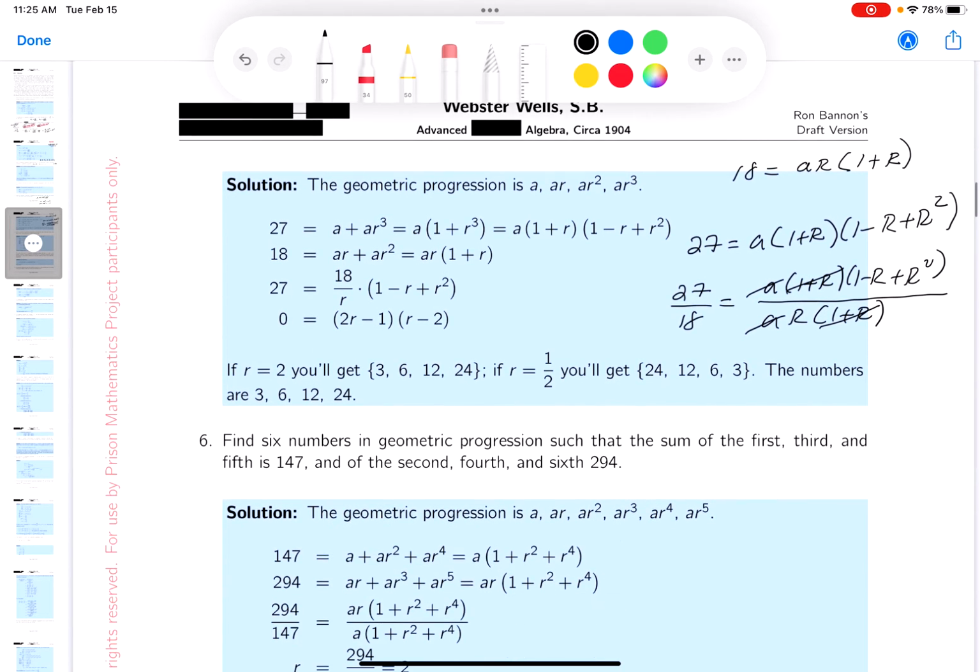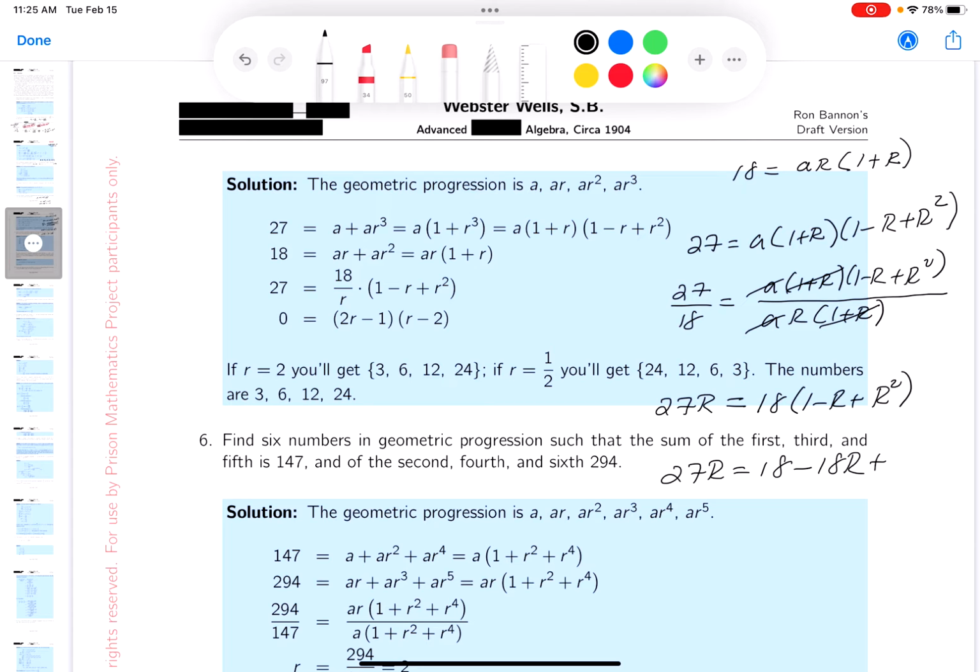And then I get something pretty simple over here. I'll write down what I get. I get 27R. I'm multiplying both sides by the LCD. And then you get 18 times 1 minus R plus R squared. By the way, this is quadratic in form, but I'm not sure if I can solve it. Let me just go through it. So it's 27R equals 18 minus 18R plus 18R squared.